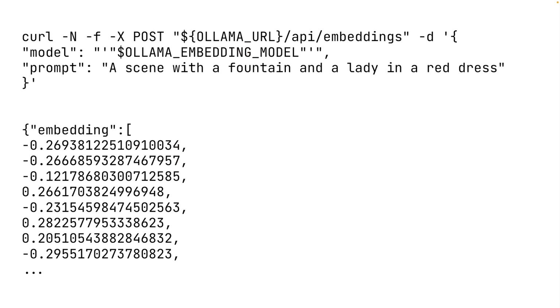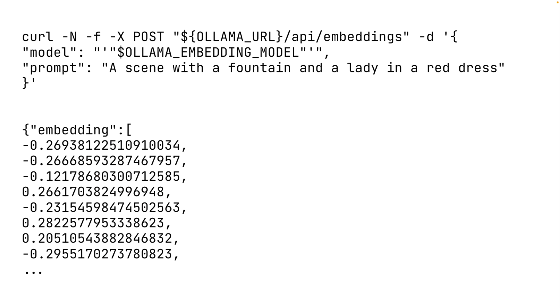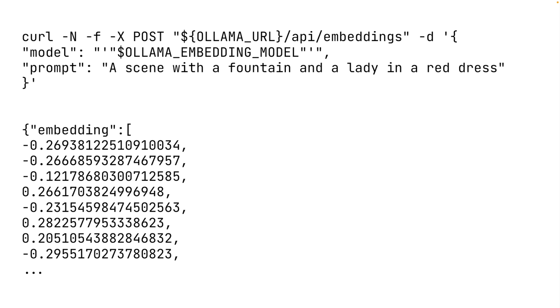Basically floating point numbers. And when I change it slightly and I say "in an orange dress", as you can see, the numbers change in all positions. Let me show that to you. So they don't differ vastly, but they already change. That's why I said every number has some meaning.